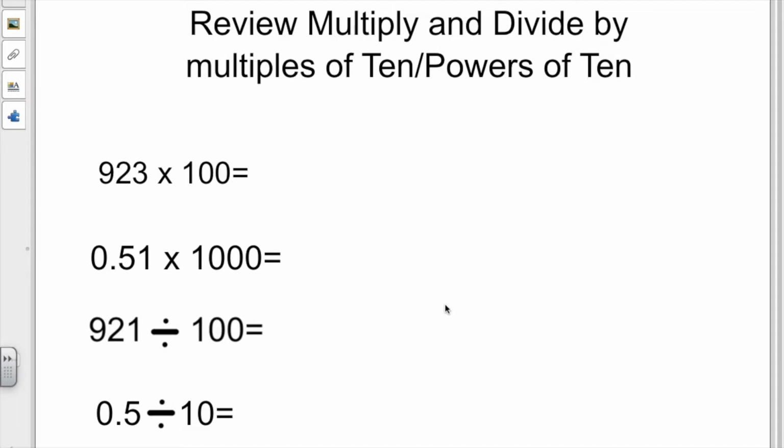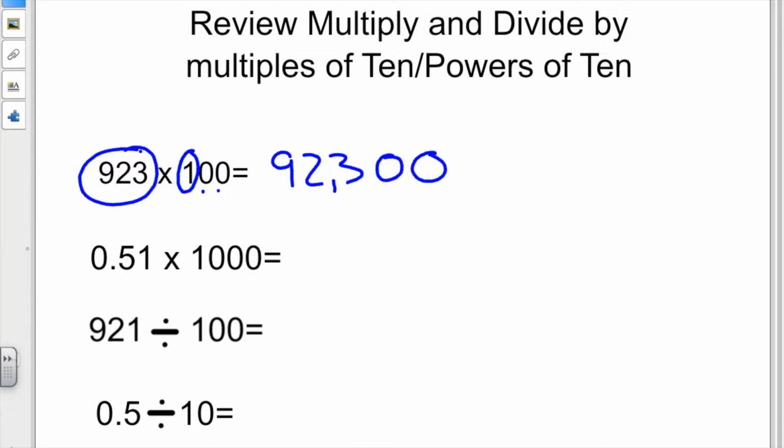So the first one, we have 923 times 100. There's many ways to do this problem. The first one is take 923 times 1 first, which is 923. And then just add on your two zeros because we're multiplying. So you get 92,300.